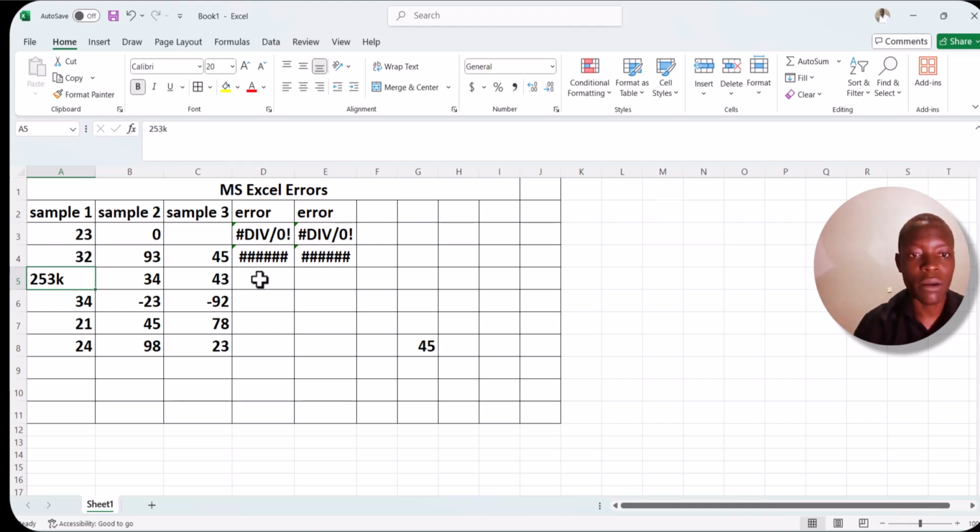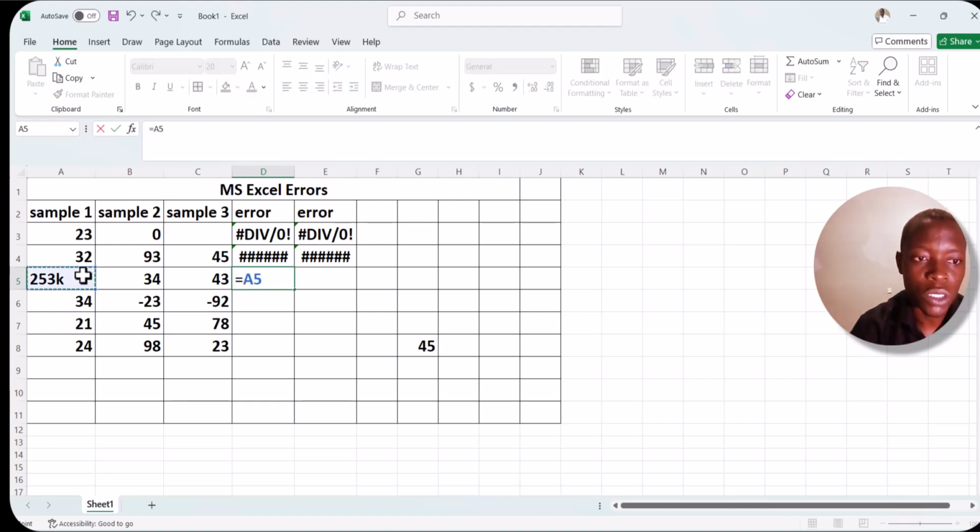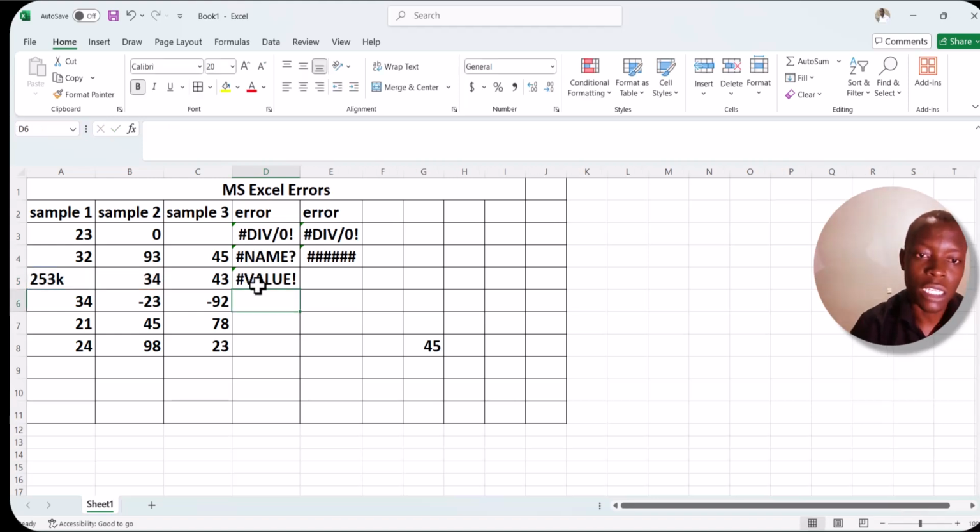Now the other error we are going to look at is #VALUE. We get #VALUE in case we use our function with, let's say, we are trying to multiply these two values. But when you look at this, it has a mixture of both numbers and letters. So when you type that formula, it shall give us #VALUE. #VALUE simply means that we have mixed up letters with numbers.